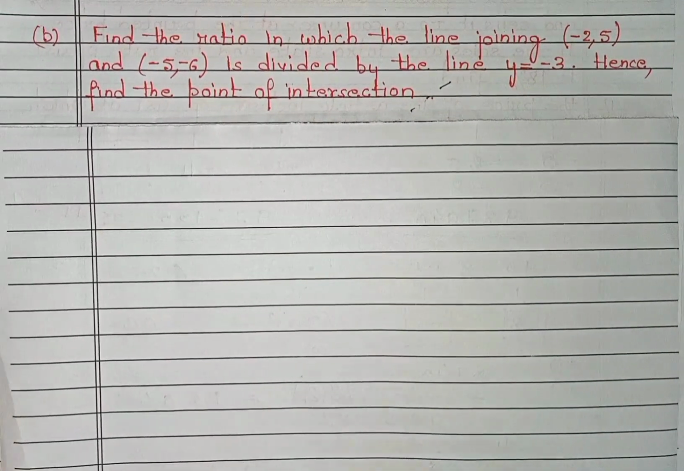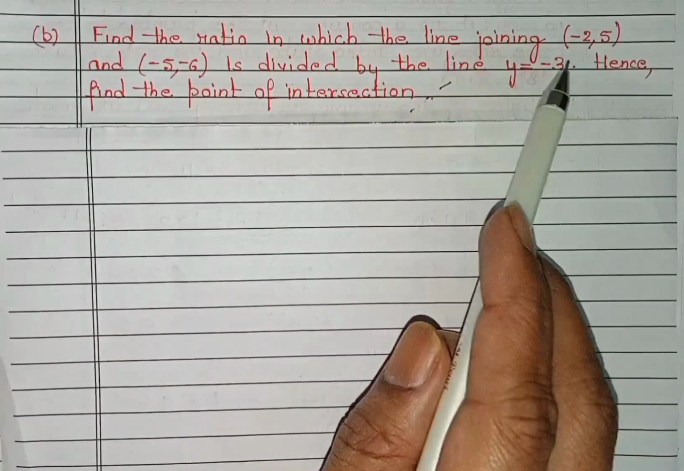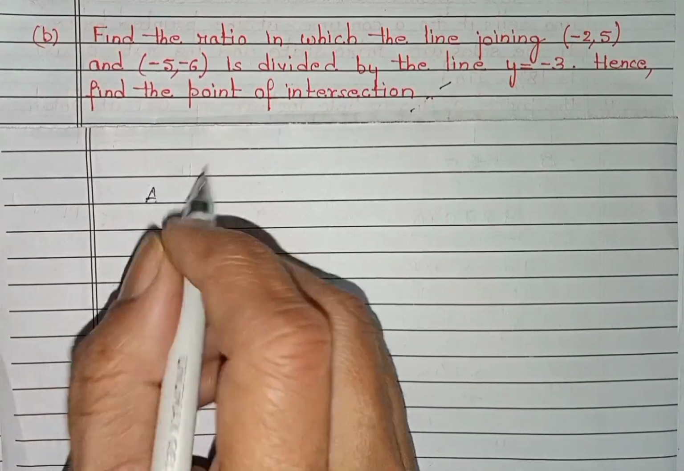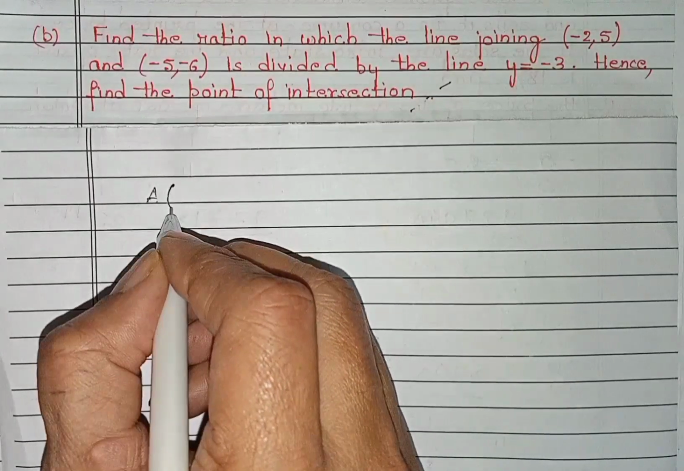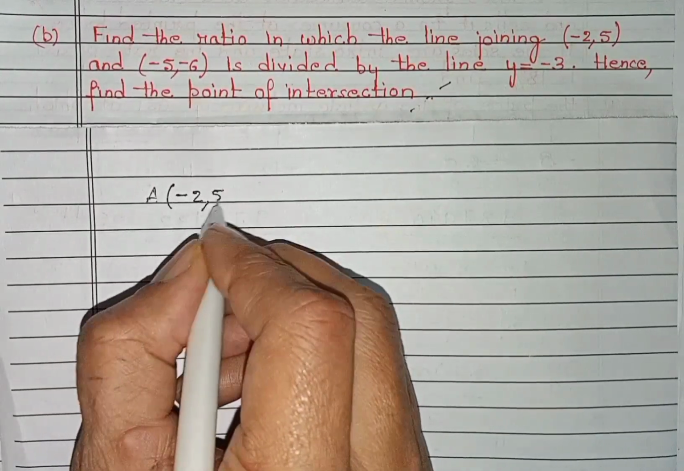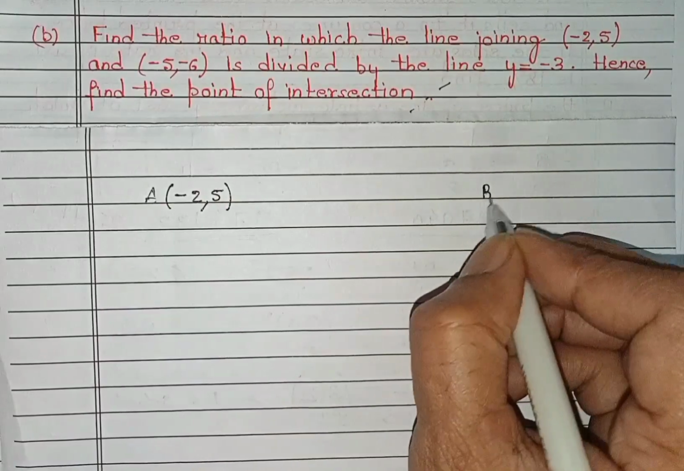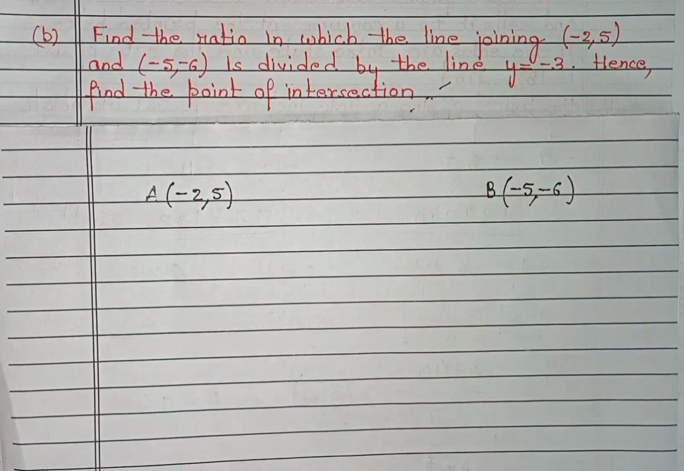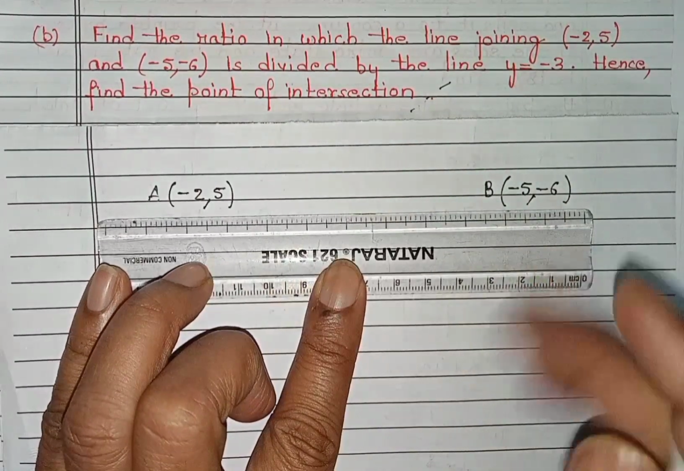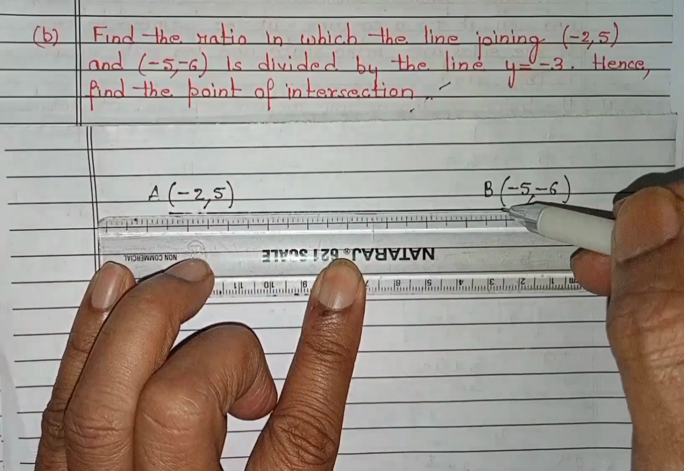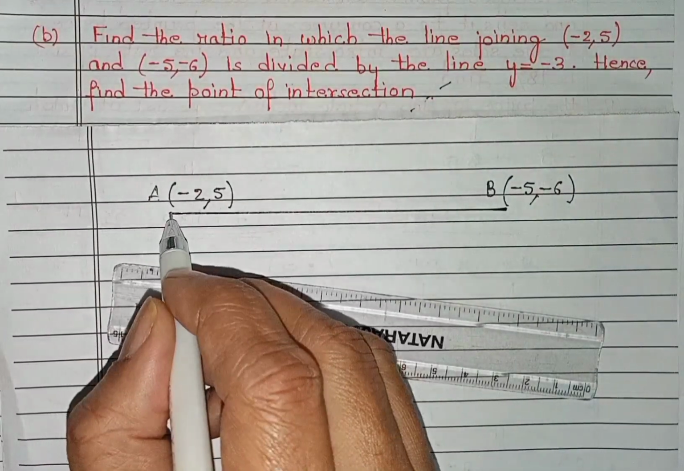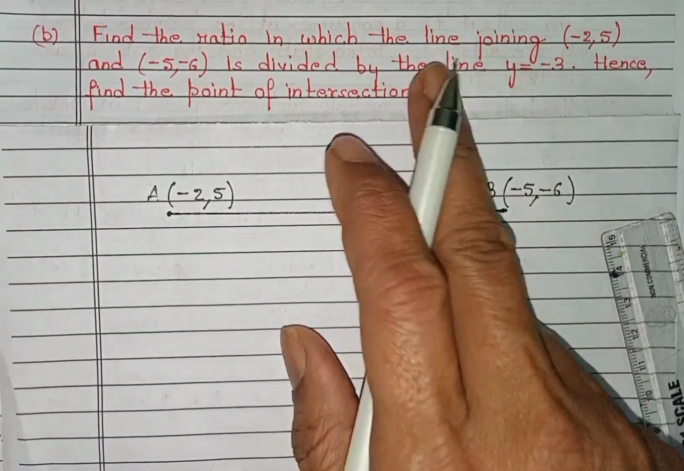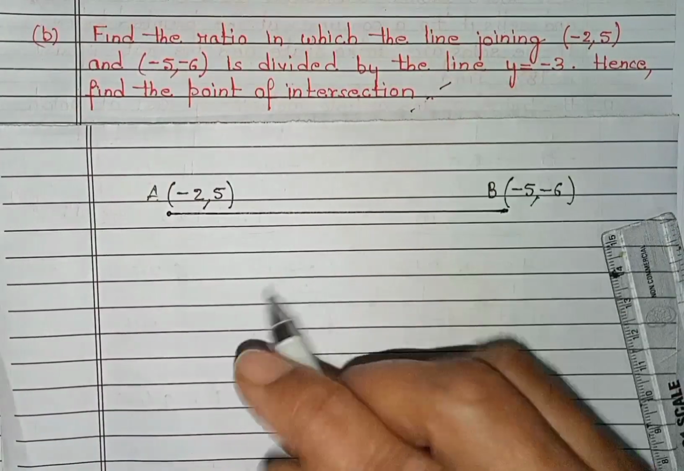And the question says, find the ratio in which the line joining the 2 points. Now let us consider a line which is joining the 2 points. So let these 2 points be named as A and the second one be named as B. Now a line segment is joining these 2 points. So we have considered a line segment which is joining these 2 points. Now this line segment AB is divided by the line y is equal to -3.